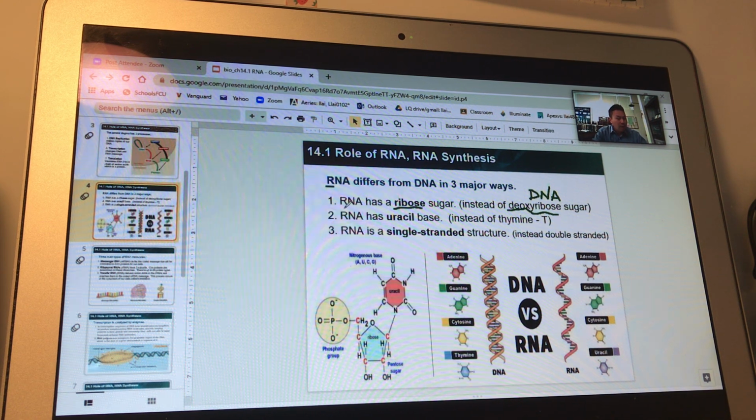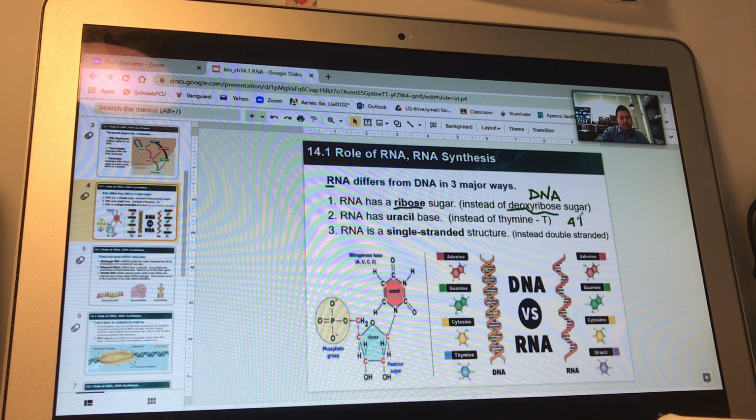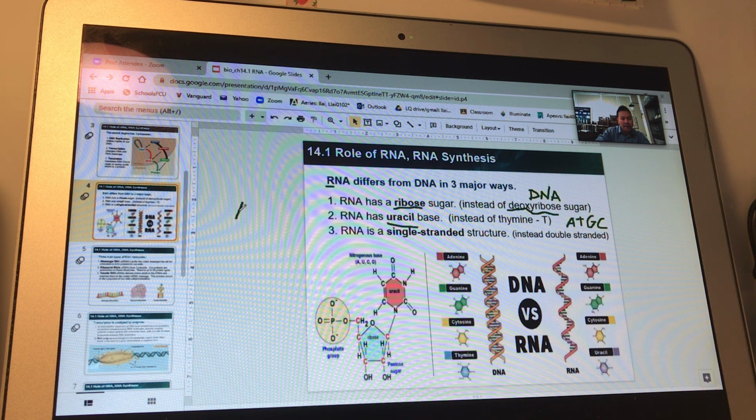Now, remember that DNA has the nucleotides A, T, G, C: A for adenine, thymine, G for guanine, and then cytosine. But RNA doesn't have thymine. Instead of thymine, it has a base called uracil. So RNA has these bases. It has A for adenine. It has U for uracil. It has G, just like guanine in DNA, and it has cytosine.